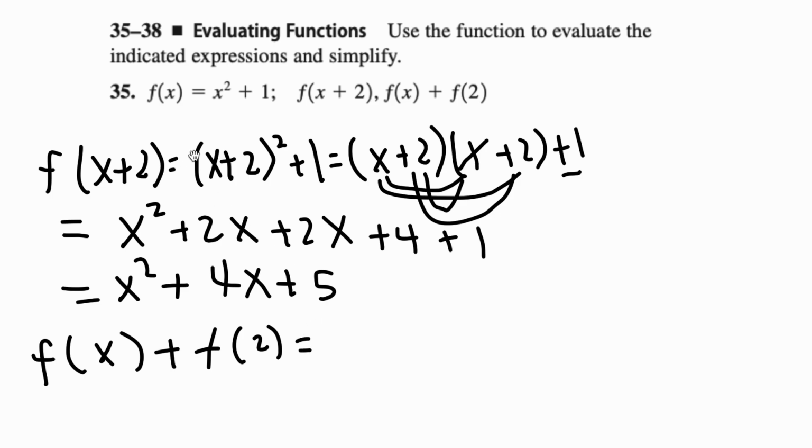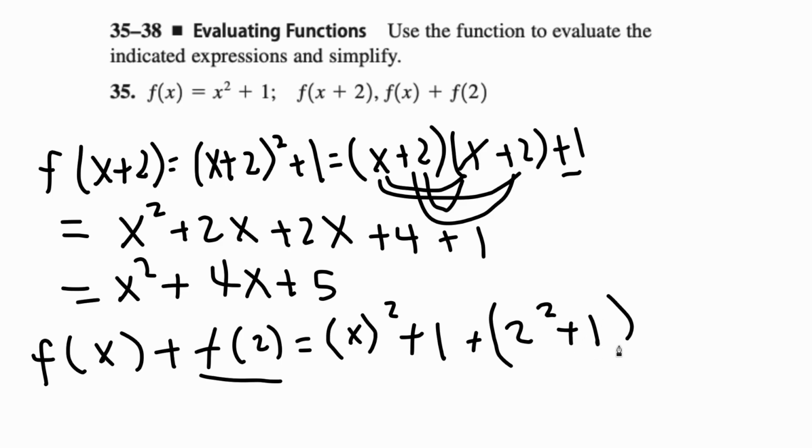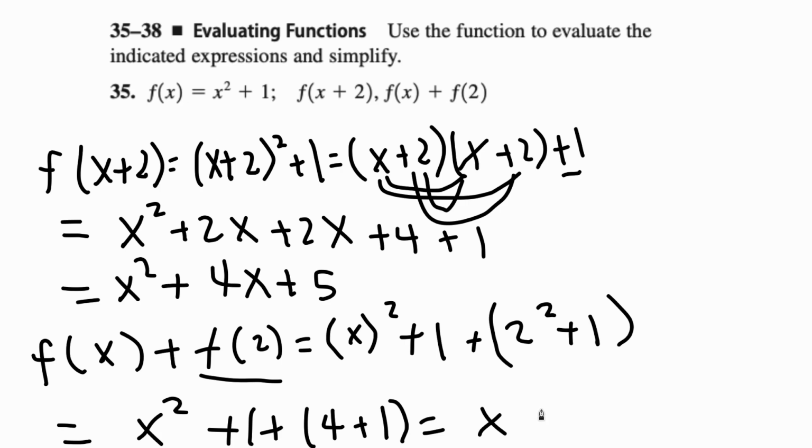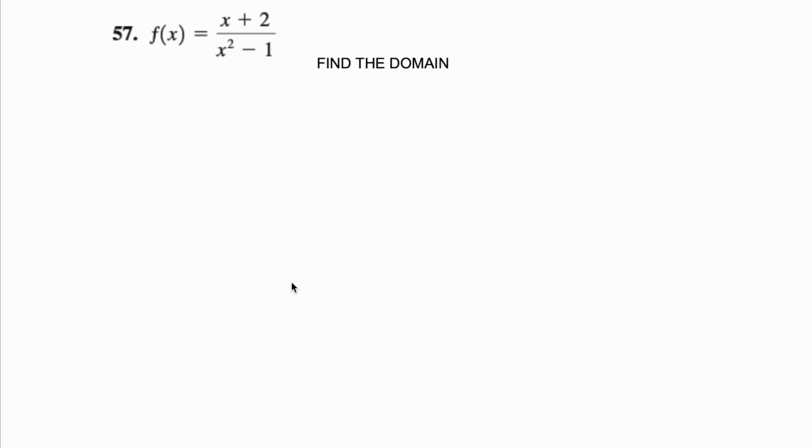Okay, so let's plug in x into the first part. So it would be, again, x squared plus 1. Now we have to do the second part, f(2). So plus, again, in parentheses, f(2), 2 squared plus 1. This would simplify to x squared plus 1 plus 4 plus 1, which would in the end simplify to x squared plus 6.